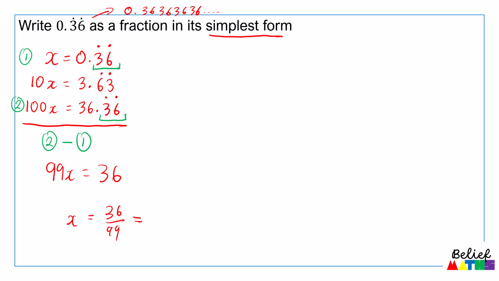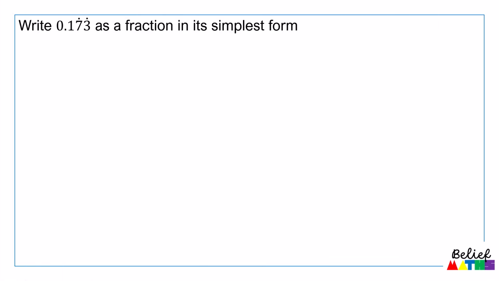If it's 90 or 900 or something like that, you're going to look at 2s and 5s. But 3 and 9 is a good one to start with. Now both of these numbers can be divided by 9. So 36 divided by 9 is 4, and 99 divided by 9 is 11. So we've divided both of those by 9. And 11 being a prime number, 4 doesn't go into 11, so that's our answer. So we know that 0.36 recurring is equal to 4 over 11 as a fraction.